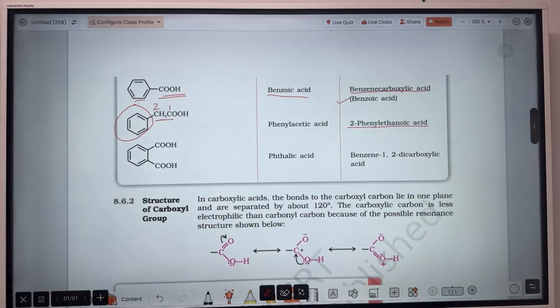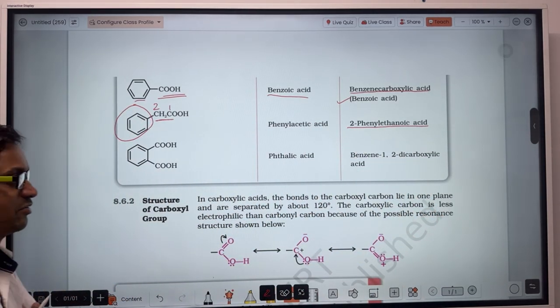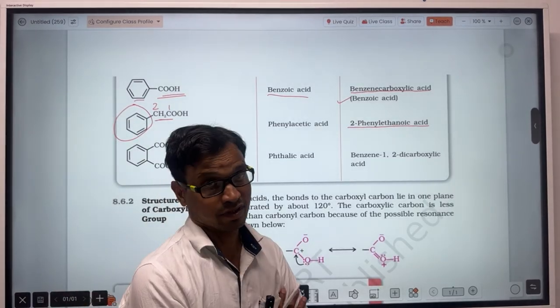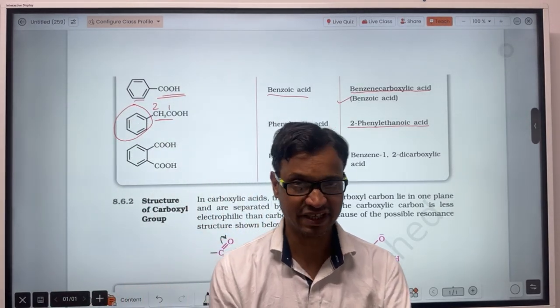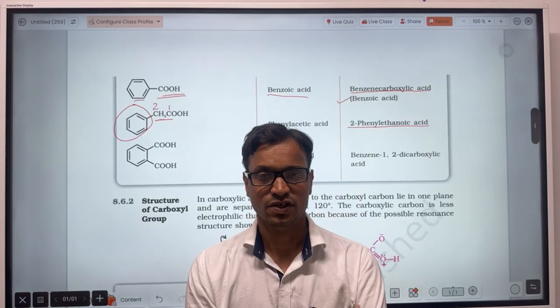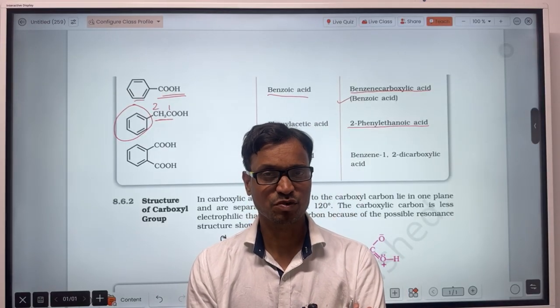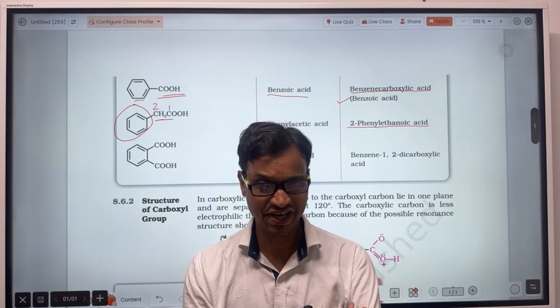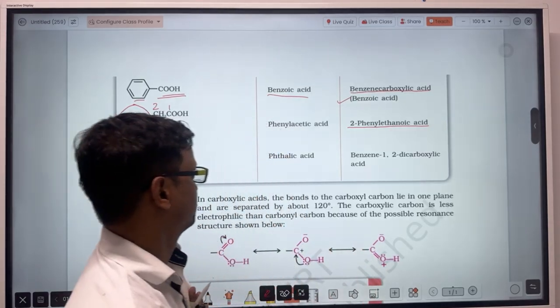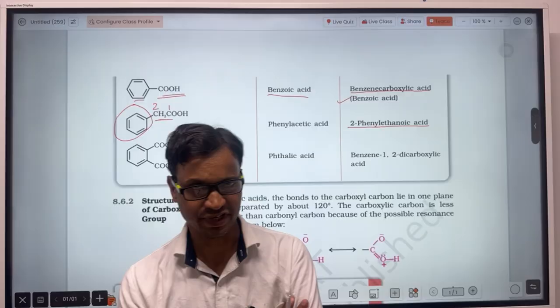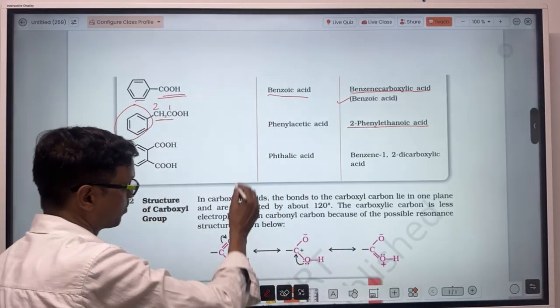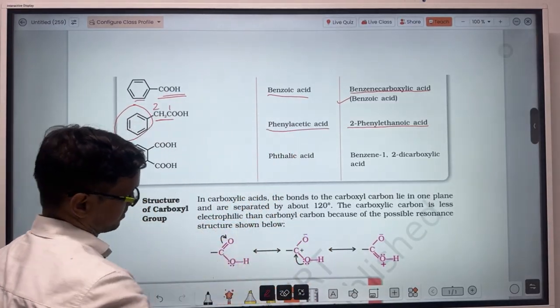So for the IUPAC name system, we consider the number of carbon atoms. During the IUPAC system of nomenclature, we consider the number of carbon atoms in the main chain, and here in the common name by the source through which it was obtained. But here it is commonly called phenyl acetic acid.